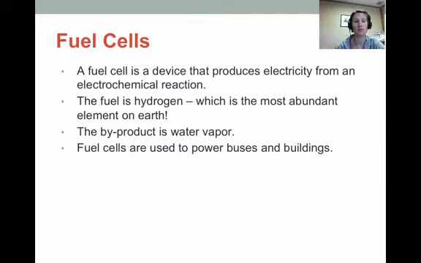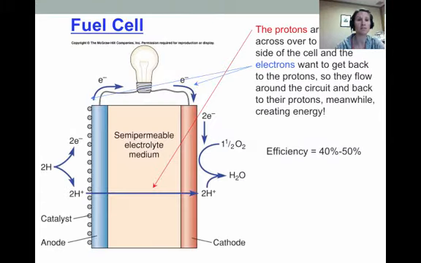Now, fuel cells can be used to do just about anything from powering buildings to even moving vehicles like buses. So it's a pretty nifty little device here. And this is basically what a fuel cell looks like. So you've got this picture down here on the left. And what you do is you take two hydrogens. Hydrogen gas is basically what you're using. So hydrogen gas is H2, two hydrogen atoms.